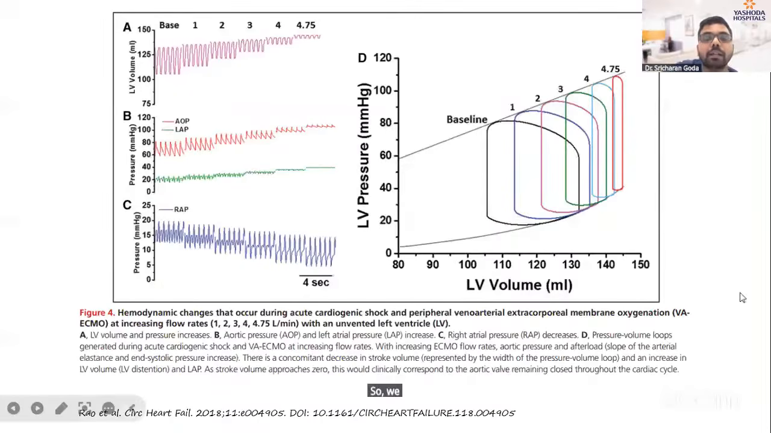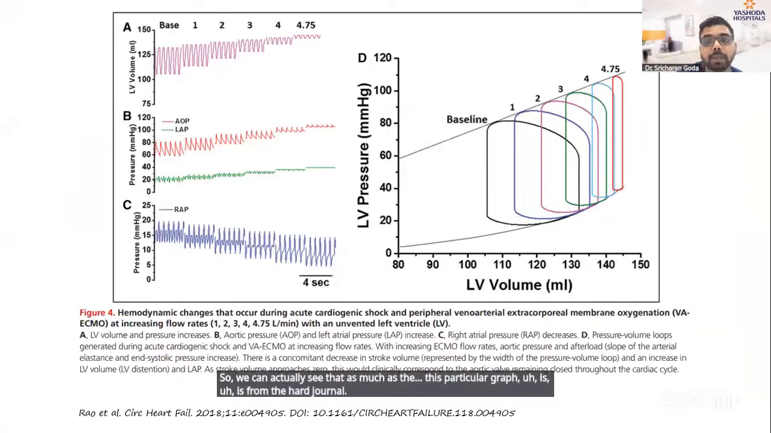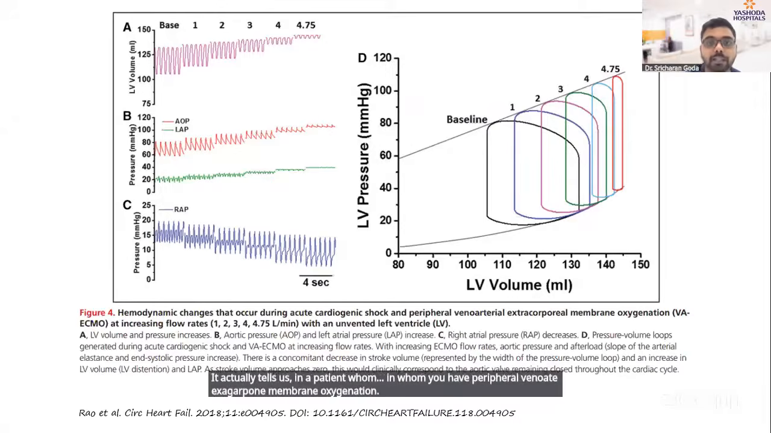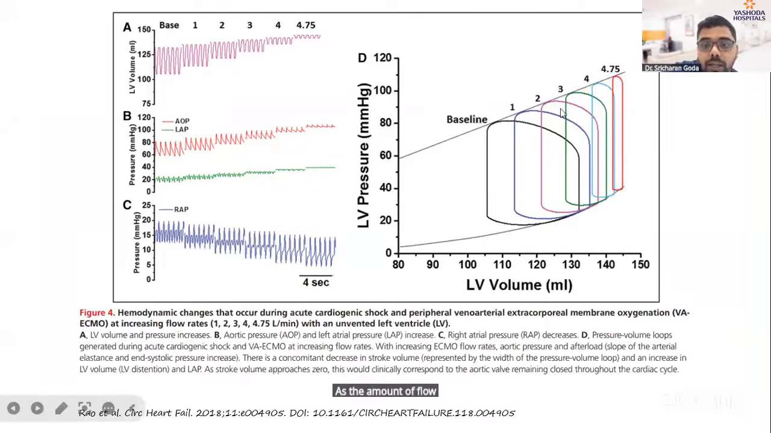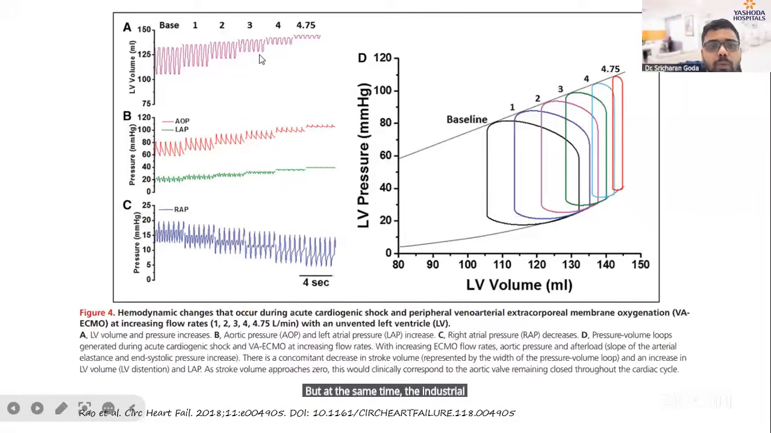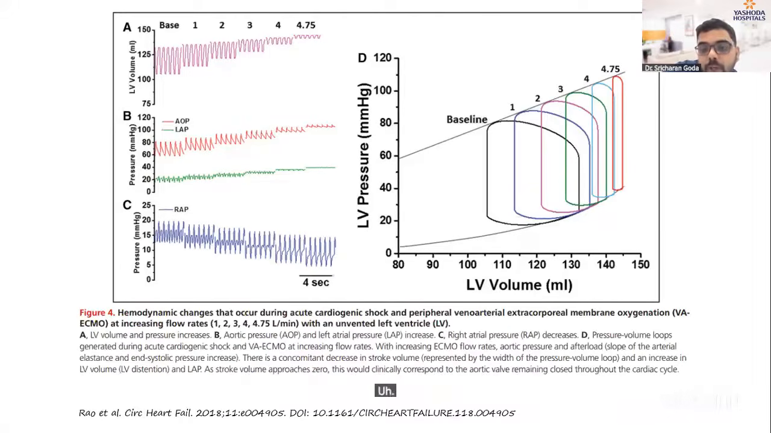This particular graph is from the Heart Journal. It tells us that in a patient with peripheral veno-arterial extracorporeal membrane oxygenation, as the flow rates increase gradually, the mean arterial pressure might come down, but at the same time the end diastolic volumes slowly go up. So at various levels of ECMO flow, the stroke volume is slowly coming down.